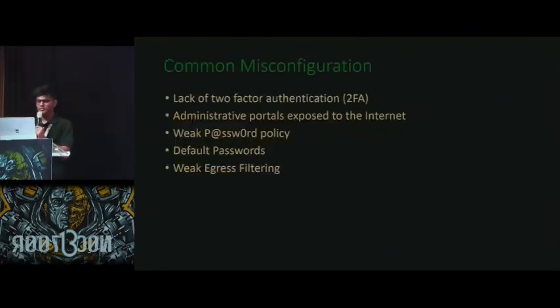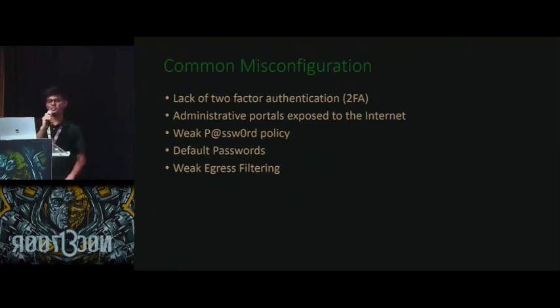All right. So what I've seen on my engagements, using all these techniques, I'm getting into the network at least 8 times out of 10, just through open source intelligence gathering. The most common misconfiguration I've come across is lack of two-factor authentication. If you don't have two-factor authentication on your OWA or email accounts or VPN gateways, then you should assume that your company is already owned.